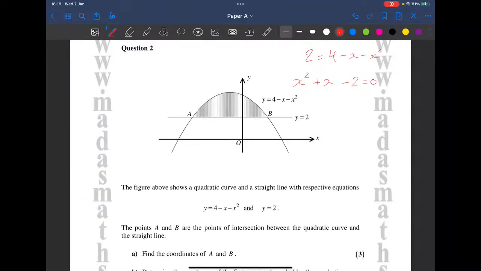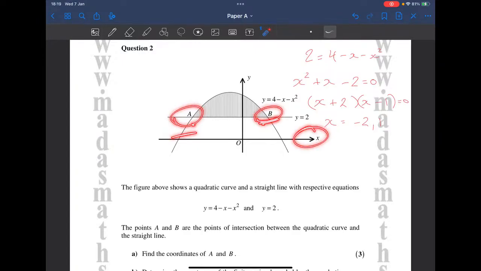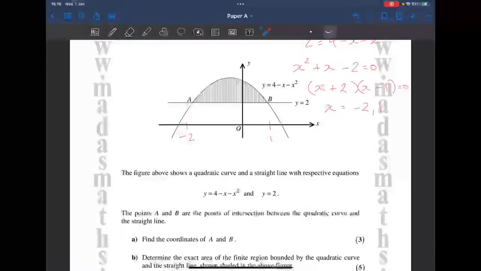And if we go to factorise this, what we're going to have is x in both brackets to make the x squared. And then we need numbers that multiply together to make minus 2, and add together to make positive 1. So we need a positive 2 and a negative 1, meaning the x coordinates of A and B are going to be minus 2 and 1. And you can see A is less than B, so on the left-hand side, B is on the positive side of x. So this must have coordinates of 1, this has coordinates of minus 2, with both having the y coordinate of 2 that we already knew. So that's the 3 marks there done.